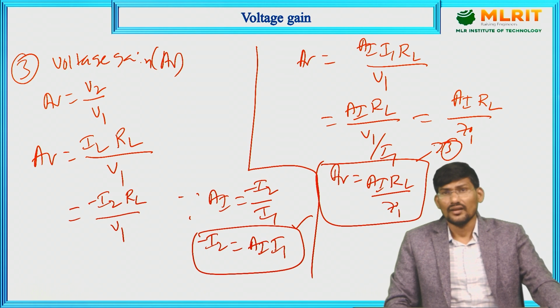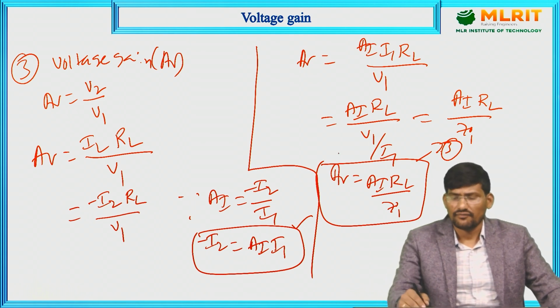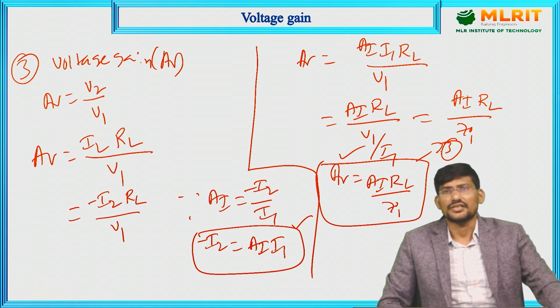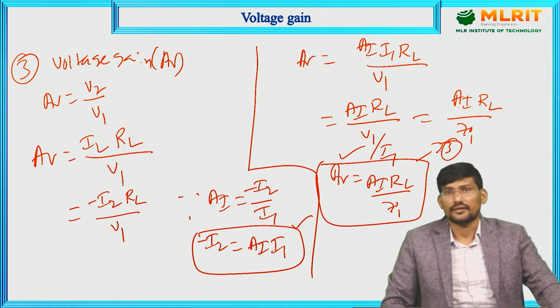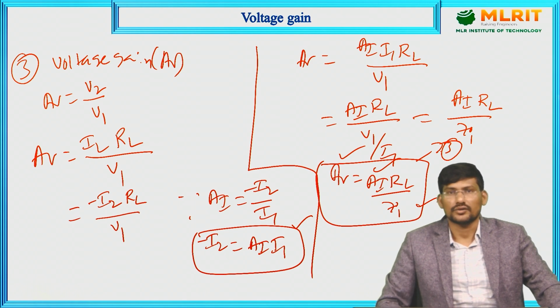In the problems, they will give the four parameters HI, HF, HR and H0. They ask you to find the current gain, input impedance, voltage gain and output admittance of a given amplifier. In that case, first you need to find the current gain and input impedance, then you can find the voltage gain. Or otherwise you can substitute the AI value, which is minus HF by 1 plus H0 into RL, and the ZI value we already derived here, ZI is equal to HI minus HF HR RL divided by 1 plus H0 RL, and by substituting that also you can get AV. So instead of that, first find the current gain and input impedance, then you can find the voltage gain very easily.